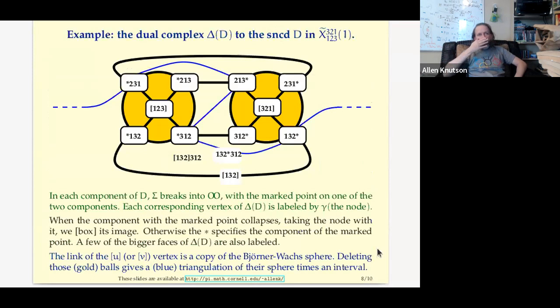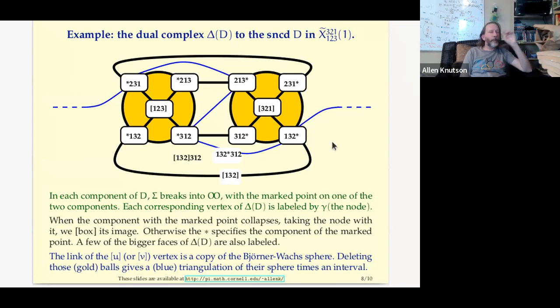So here's an example. Again, it's the flag manifold in C^3 that I'm blowing up with my moduli space of maps, and here's the simplicial complex. So what are one of these things? So a vertex is when you, how did these go? Well, I'm forgetting right now. I haven't looked at this slide in a while.